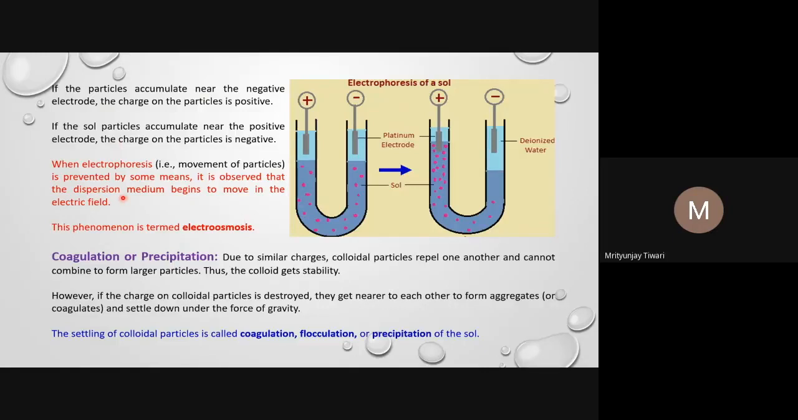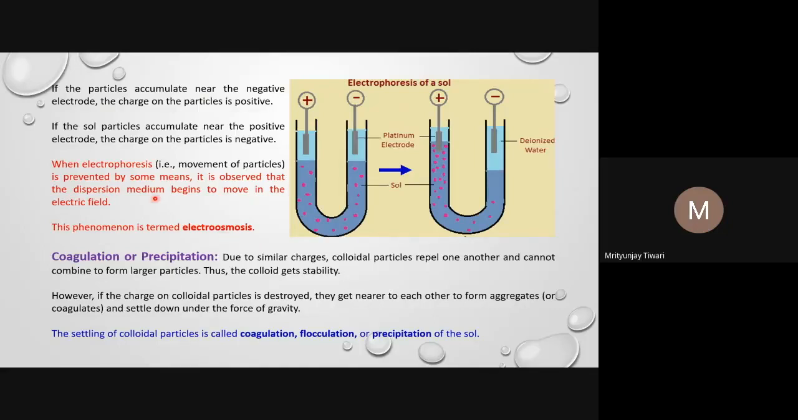So when electrophoresis, that is, what does it mean? It is the movement of charged particles. If it is prevented by some means, it is observed that the dispersion medium begins to move in the electric field, and this phenomenon is termed electroosmosis.